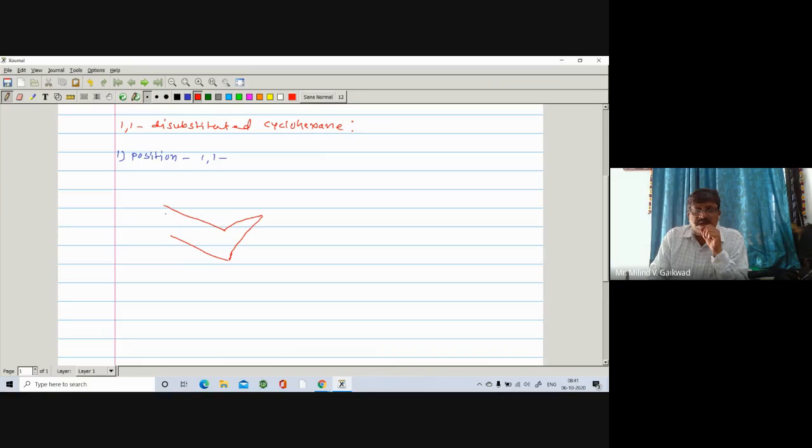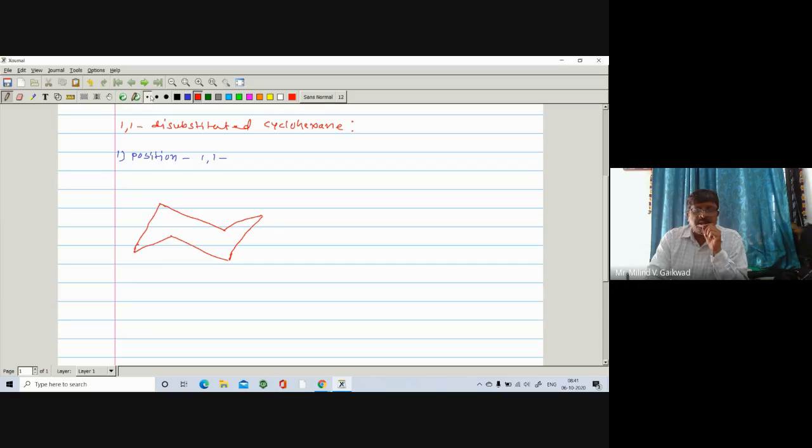Similarly, this bond and this bond should be parallel, right? So here if I write this carbon here, then you have to join this bond. And this bond should be parallel, so you have to join this bond, right? So it is your cyclohexane. In this way you have to draw the structure.